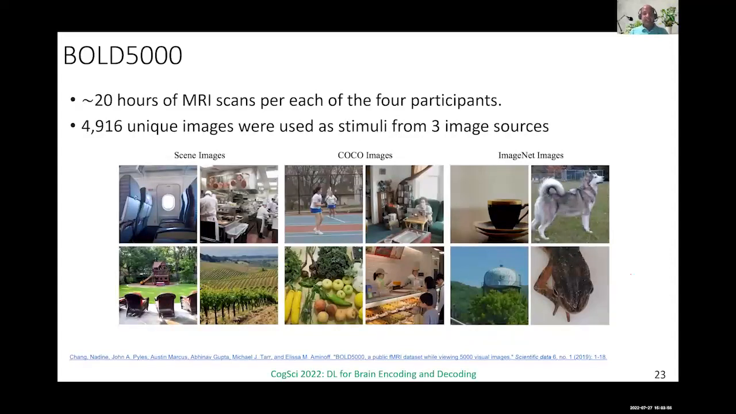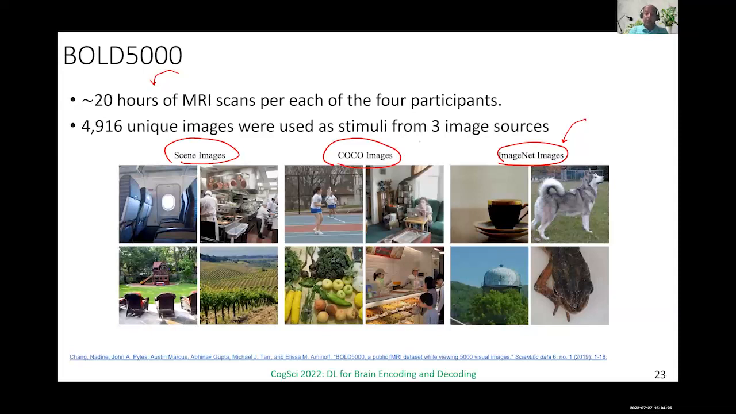Bold 5000 data set. Well, it's a reasonably large data set, around 20 hours of MRI scans for each of the 4 participants, and about 5,000 images. These images come from 3 different sources: ImageNet images, COCO images, and scene images. ImageNet is a very popular data set in the computer vision field, especially computer vision for deep learning these days, right? So these are more of a single object kind of images and not many interactions between objects that you see.